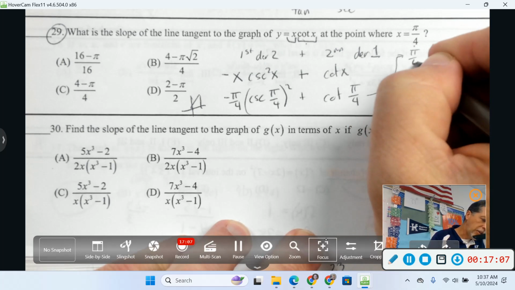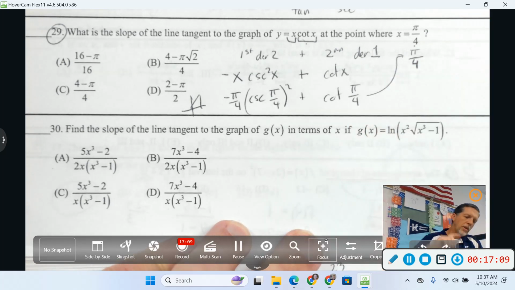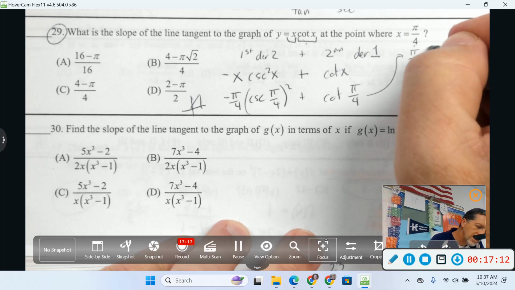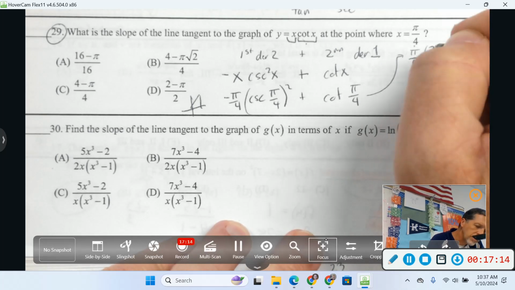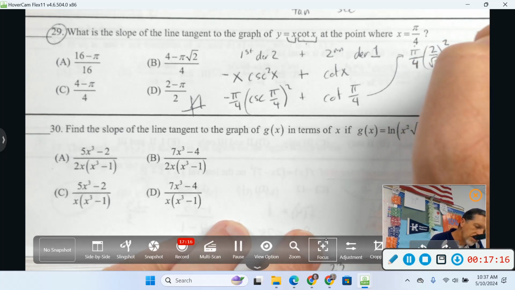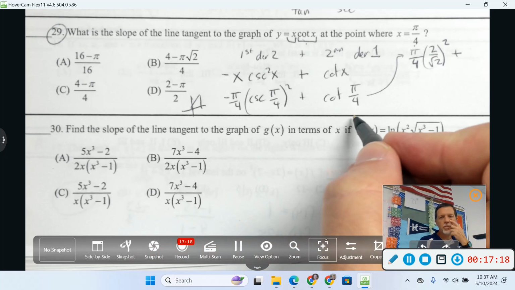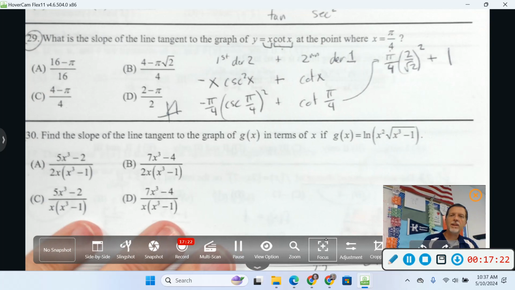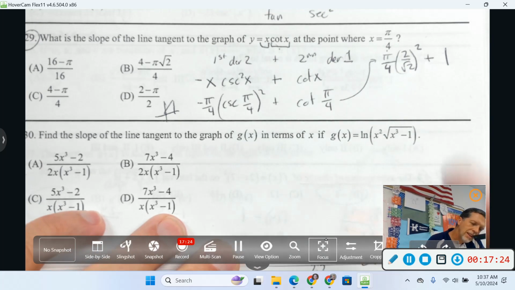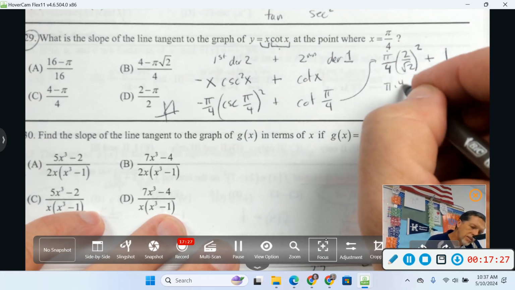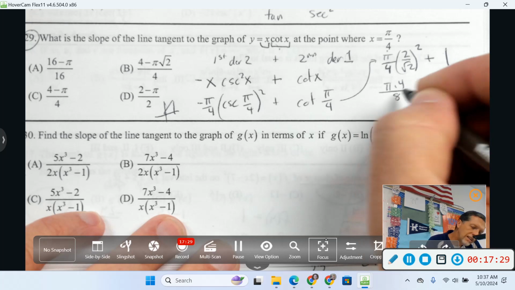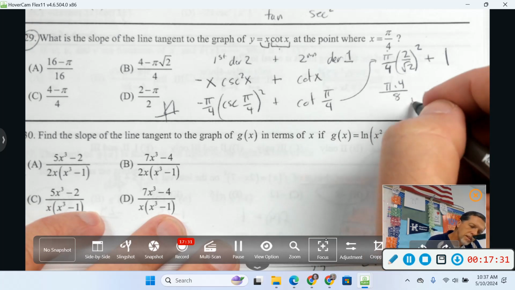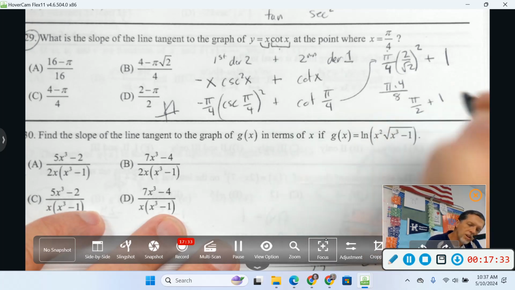Alright, I've reached my limit of doing stuff in my head. When I flip over root 2 over 2, I get 2 over root 2. Square it. Cotangent of pi over 4, that's x over y. It's the middle one, so that's just 1. That was nice. So let's see. Pi times 4 over 8. Yep. So pi over 2 plus 1.